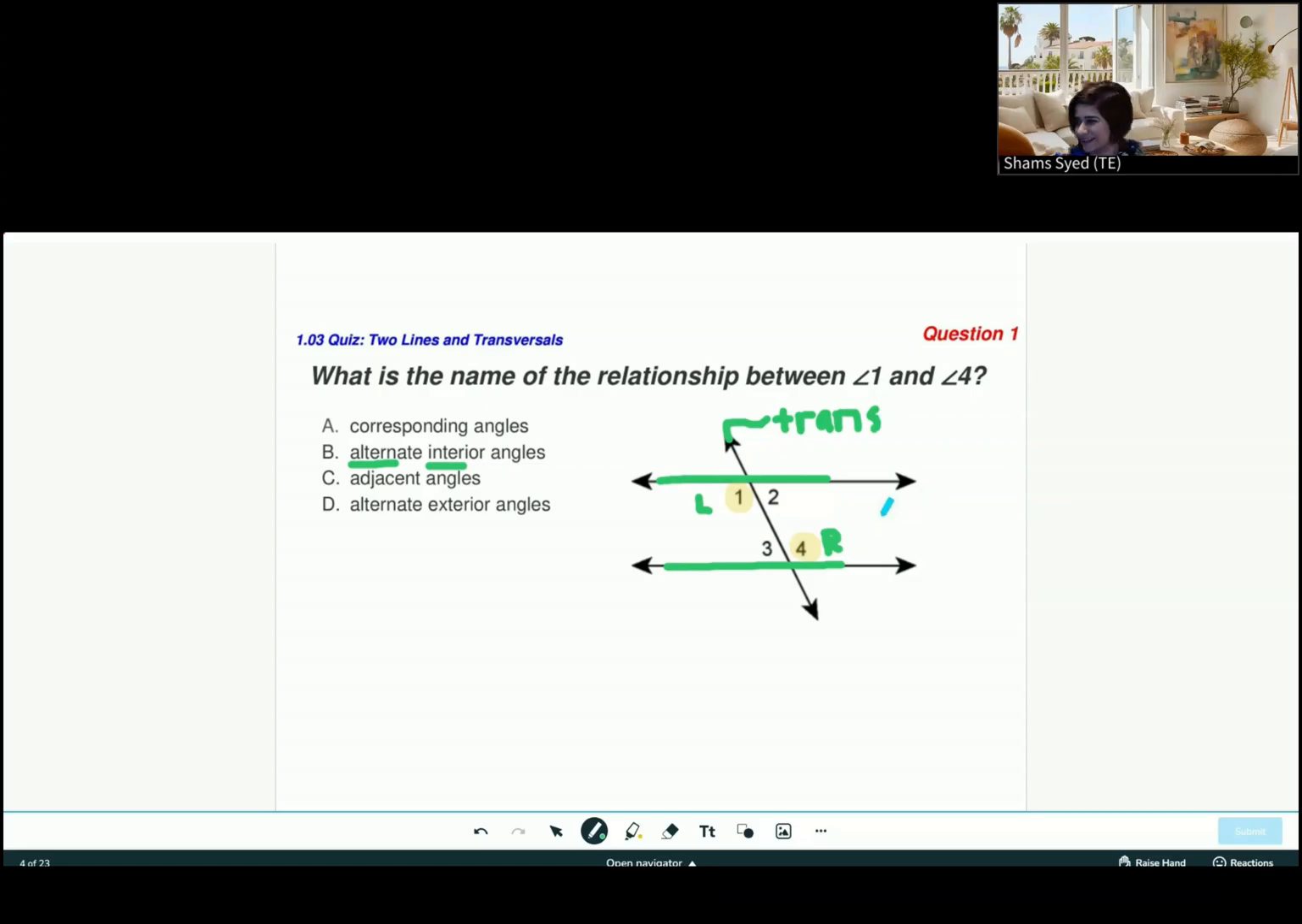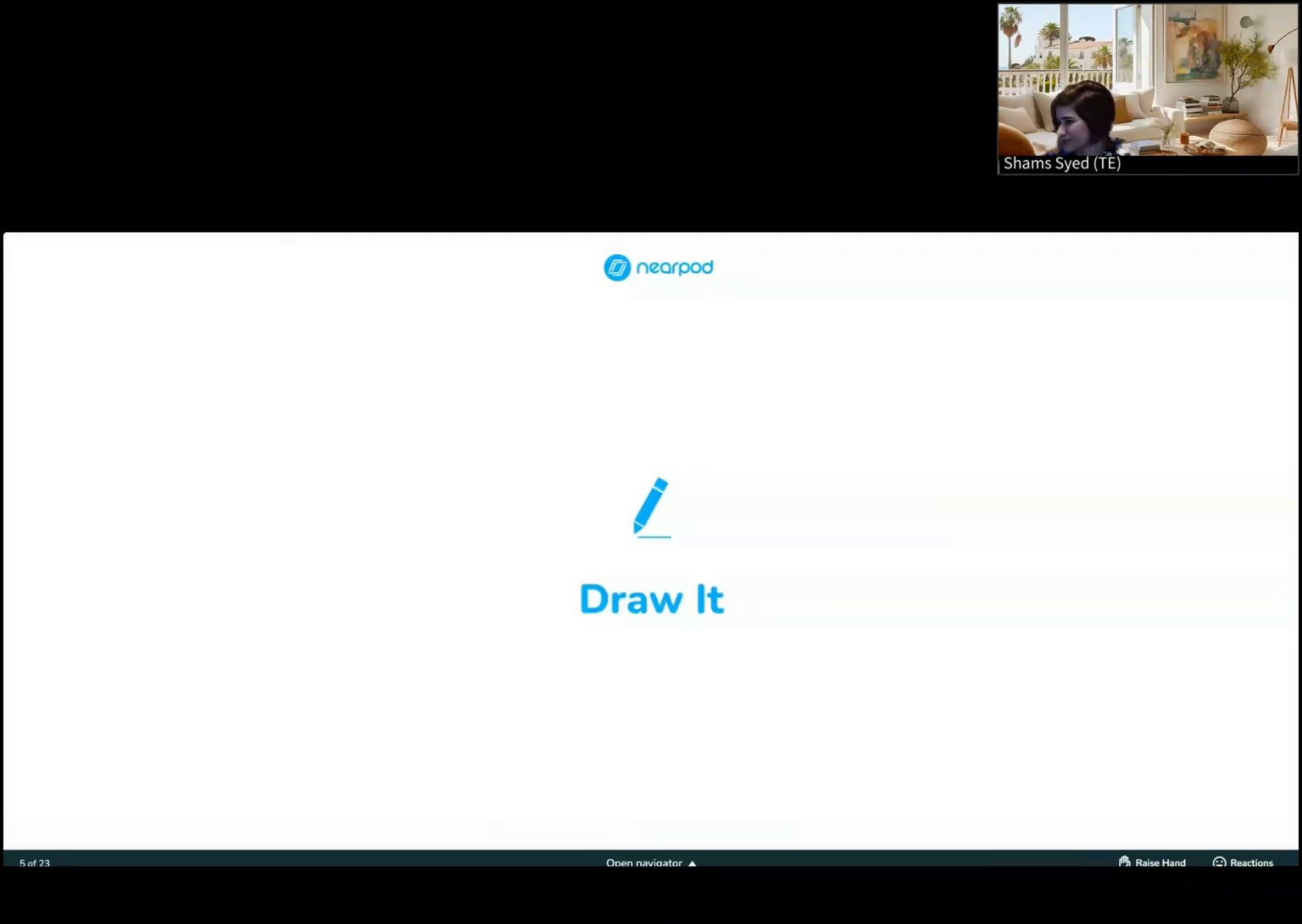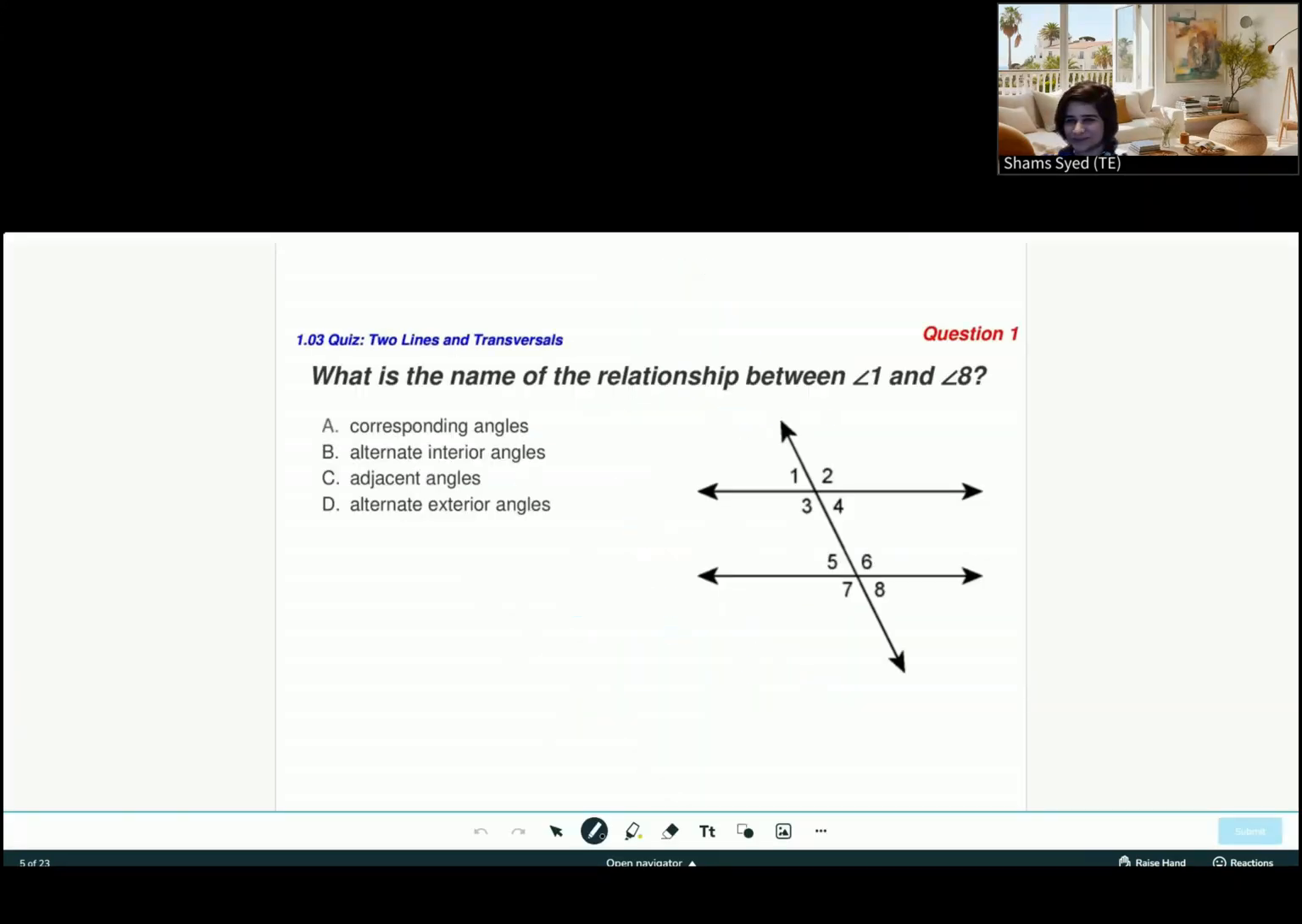They're inside the parallel lines and they're on two different sides, right? One is on the left side, the other is on the right side. So the correct answer is B, alternate interior angles. For the STAR test, you don't need to know all the names. For my quiz, you need to know a little so you can pass the quiz.